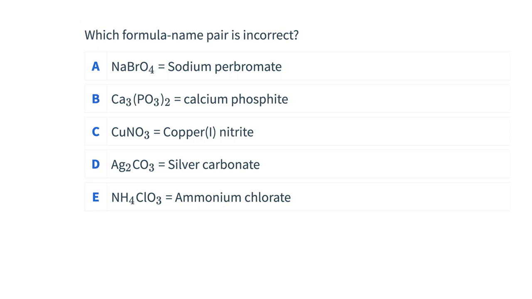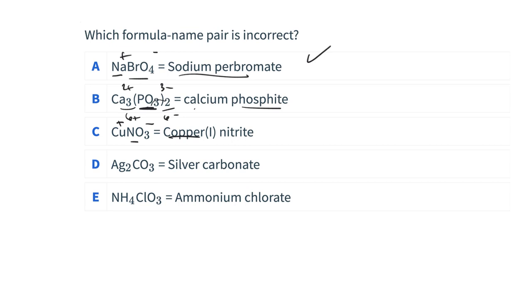Which pair of formula and name is incorrect? Sodium bromate, or sodium perbromate, so that is correct. Calcium phosphite: we've got a 2 plus, 2 of them, and 3 minus, 3 of them, for a 6 minus. Calcium phosphite, that is correct. Copper nitrite, or nitrate, I keep screwing everything up with nitrate. Nitrate is 1 minus, making copper 1 plus. So that would be copper 1 nitrite.